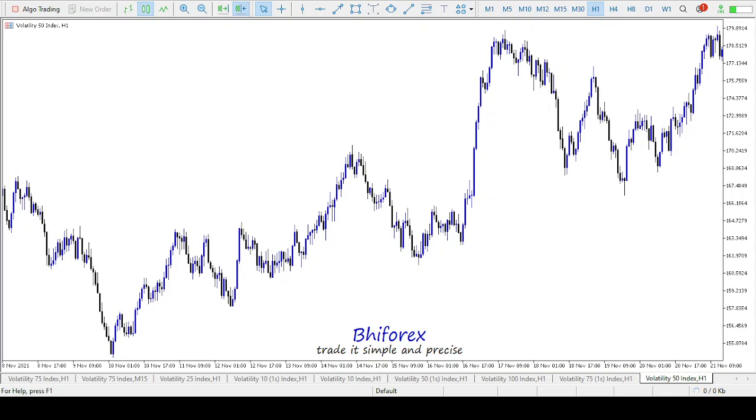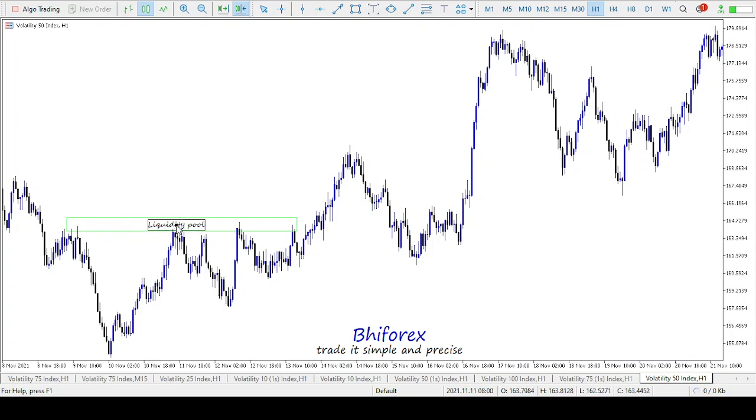So if I come ahead and I mark this area, and then I write liquidity pool inside of this box, one thing should always come to your mind, and that is what? The fact that inside this range, the range of this box, there's a lot of money resting. But the question is, what is this money?